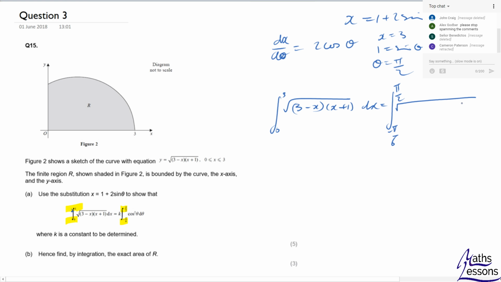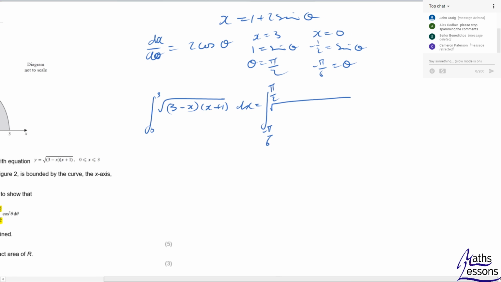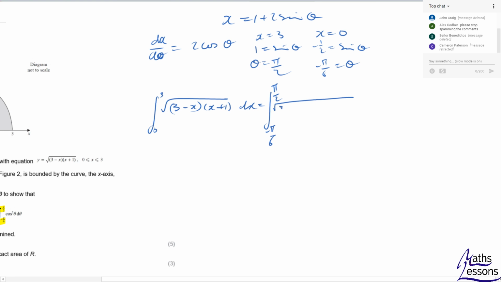Let's see if we can fit this in. I might be struggling here. Move this up over a bit. Okay, so I'm going to get 3 minus 1 minus 2 sine theta in there, taking all that away from 3. And then I got that 1 plus 2 sine theta plus 1. And then I need to times by 2 cos theta d theta from here. I need to times by that because that's what dx is. So 2 cos theta d theta.